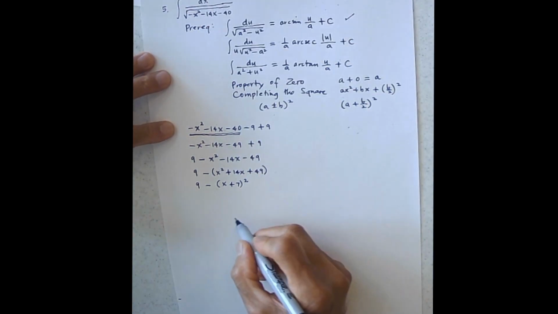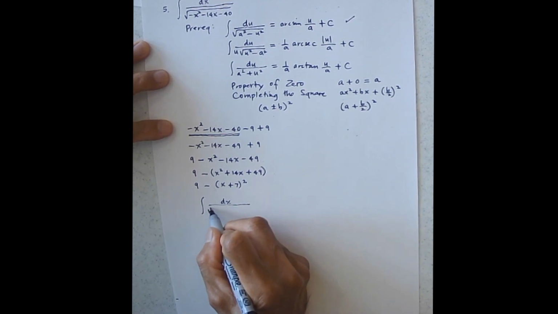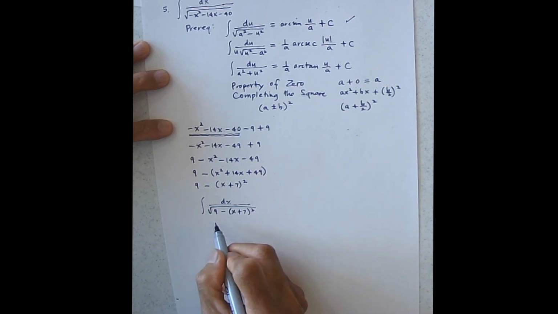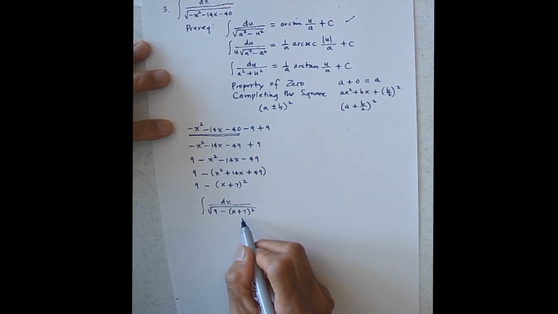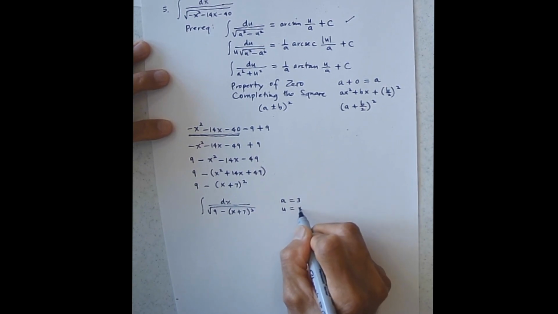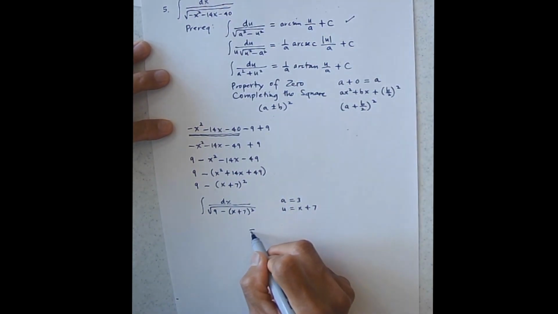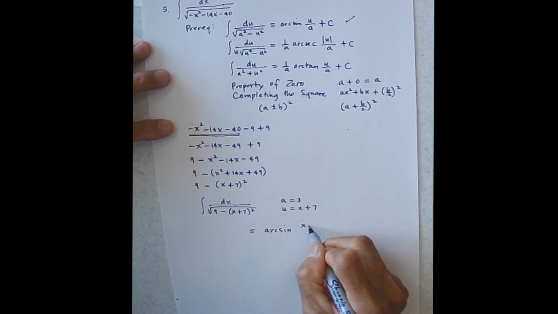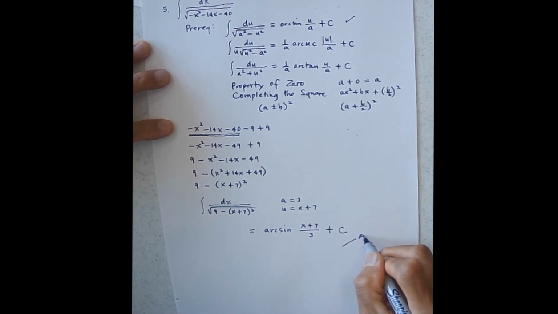Now we can rewrite the problem as dx over the square root of 9 minus x plus 7 squared. So you can see that this is your a squared and your u squared is x plus 7 squared. So we can write a is 3 and u is equal to x plus 7. So the problem now becomes arc sine of u over a, so x plus 7 over 3, plus c. Your answer.